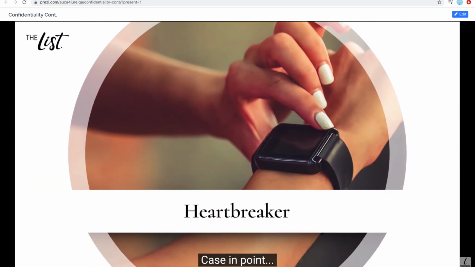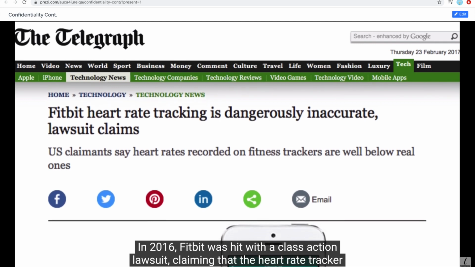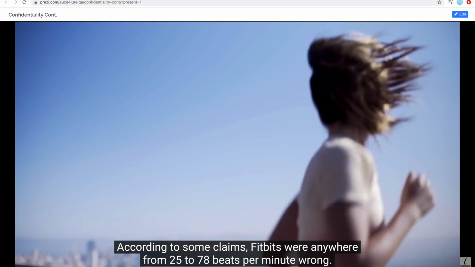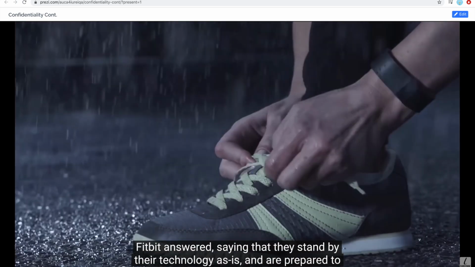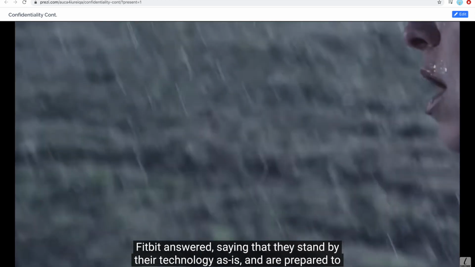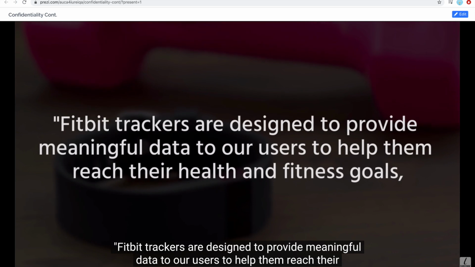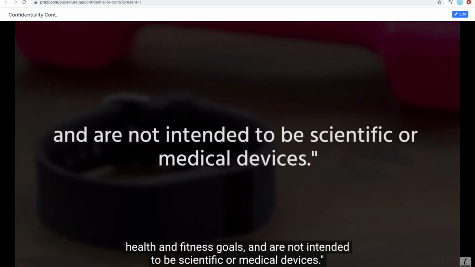Case in point, heartbreaker. In 2016, Fitbit was hit with a class action lawsuit claiming that the heart rate tracker was imprecise, and dangerously so. According to some claims, Fitbits were anywhere from 25 to 78 beats per minute wrong. Fitbit answered, saying that they stand by their technology as is and are prepared to go to court to defend it, adding, "Fitbit trackers are designed to provide meaningful data to our users to help them reach their health and fitness goals, and are not intended to be scientific or medical devices."